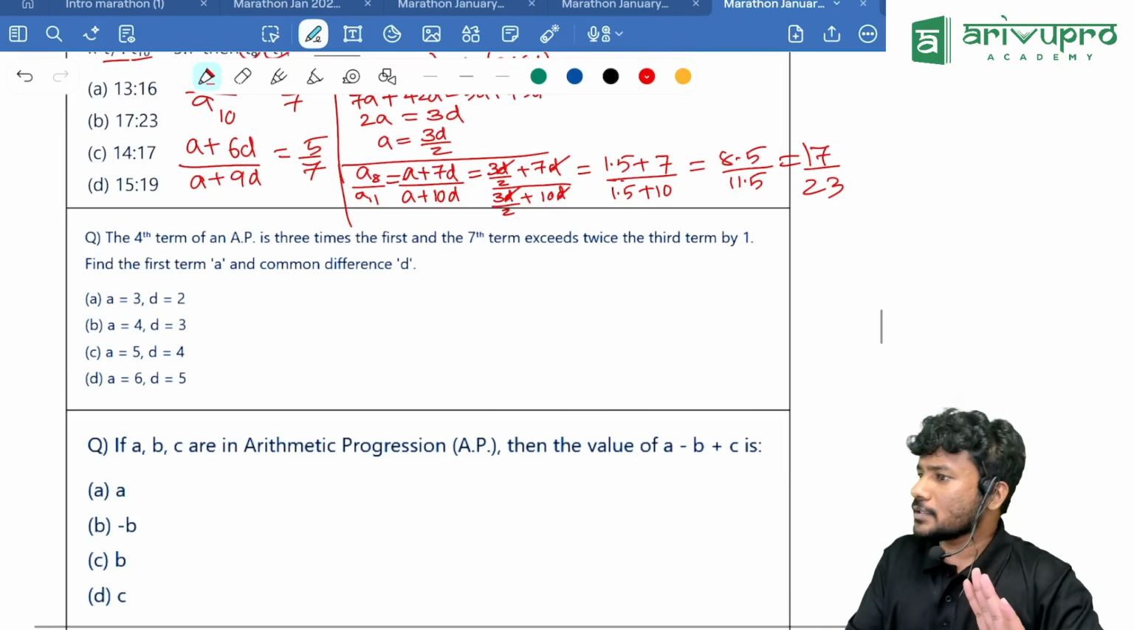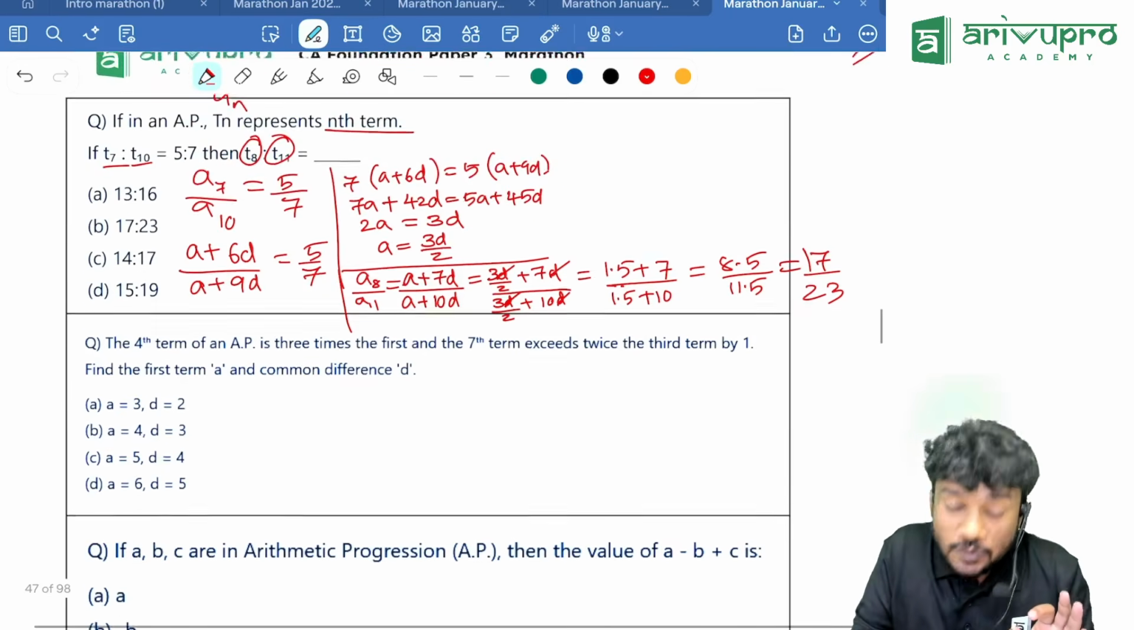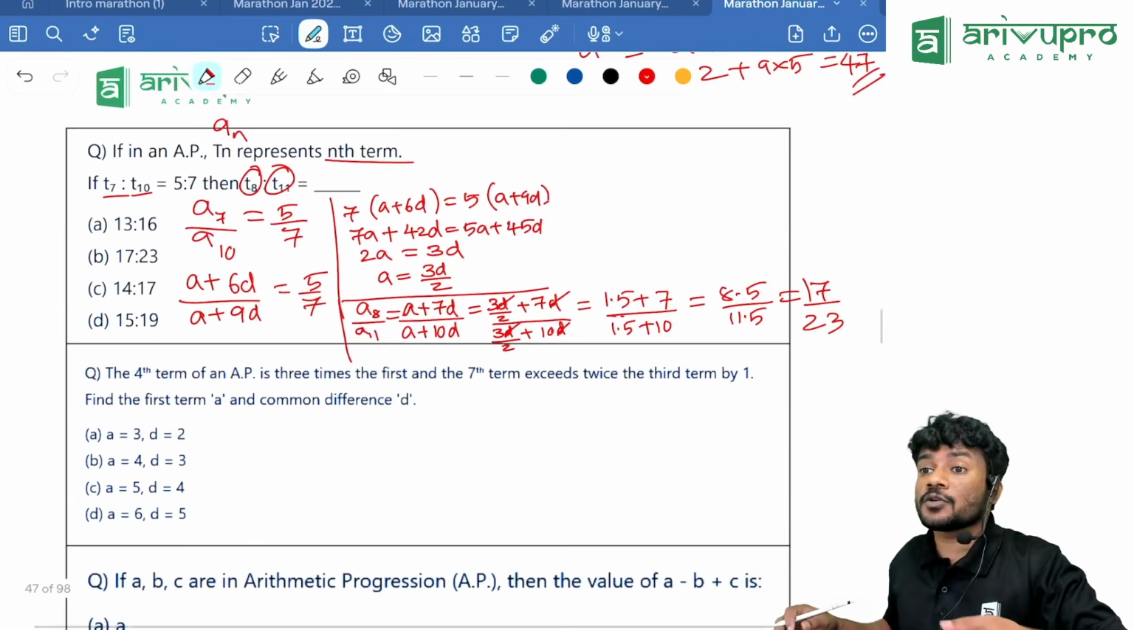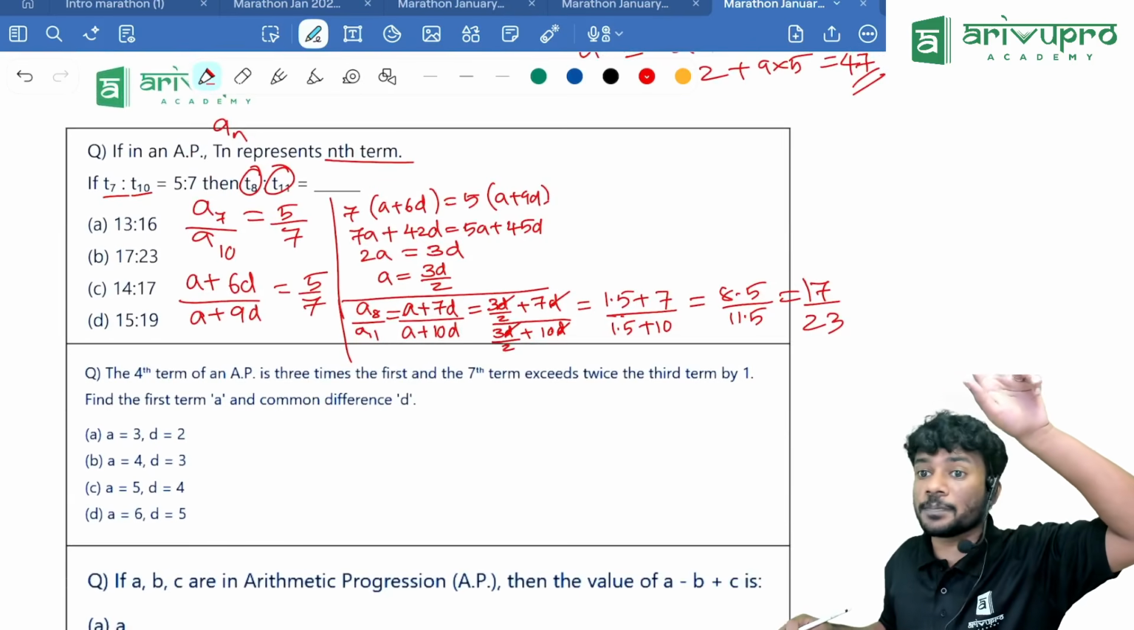People, you got the answer? Understood the method? There was one time they asked a similar question also. That means 2 times it was there in the previous year.